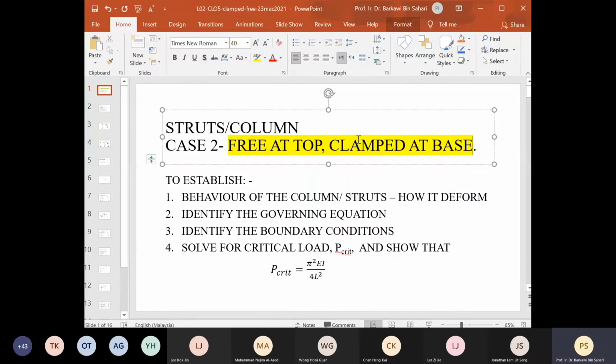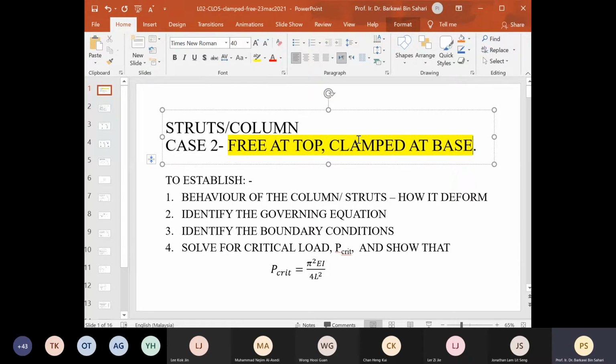Now what we want to achieve today is to establish 4 things. One is to look at the behavior of the column, how it deforms. This one we have seen in the first lecture from the simulation work. I will show it again later when we look at the behavior.